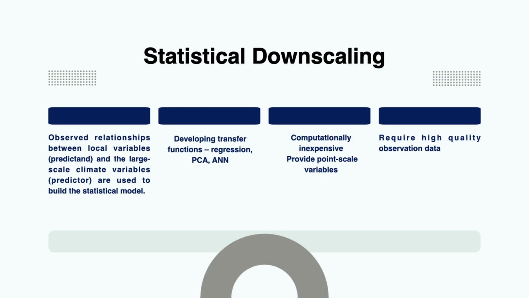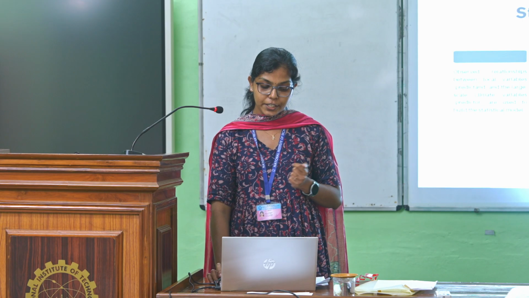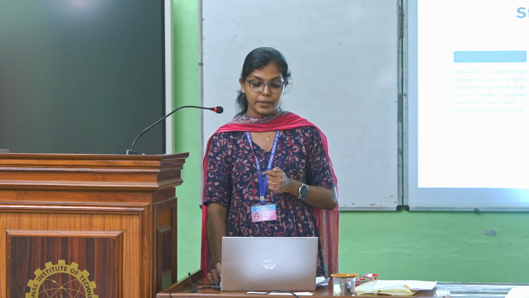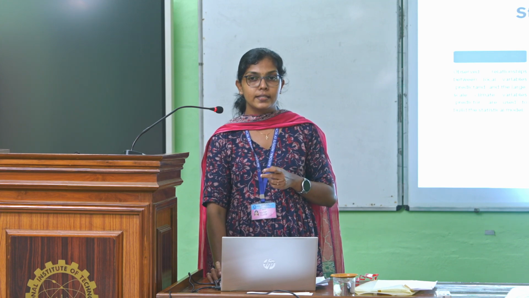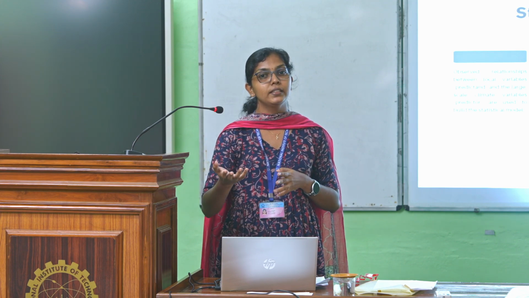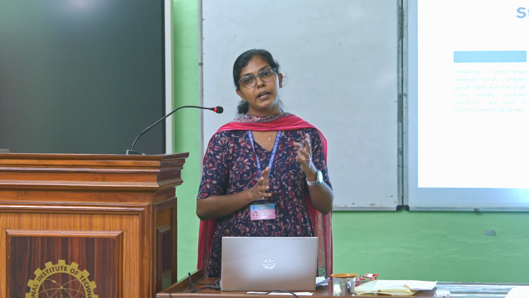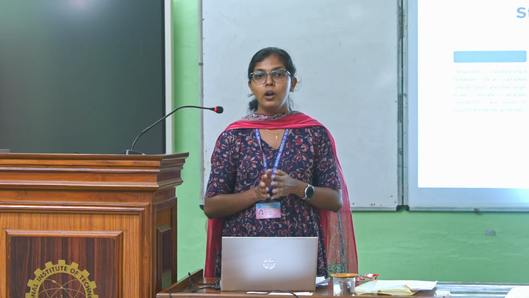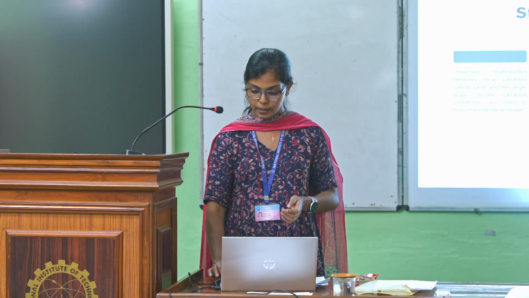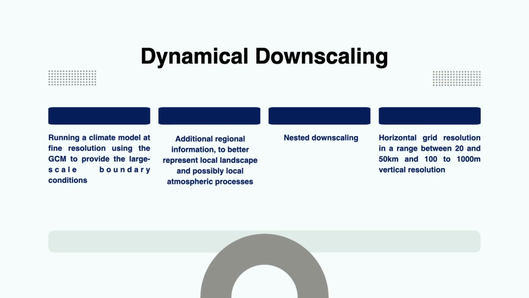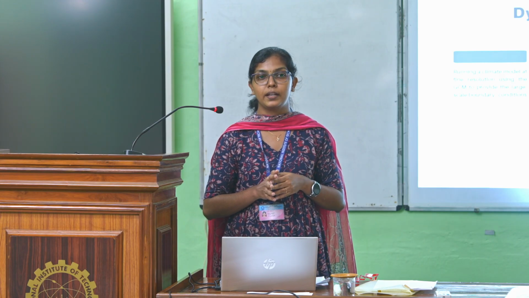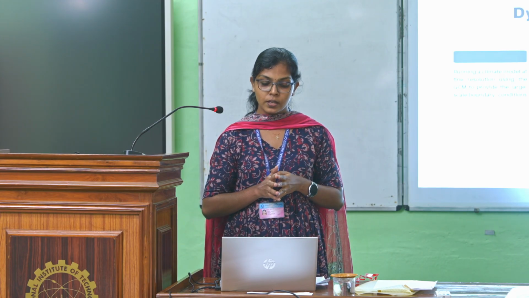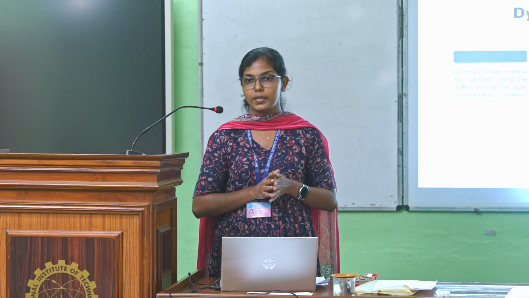So in statistical downscaling, the observed relation between local variables and large scale climate variables is developed, and it is used to build the statistical model. It's comparatively easy to implement compared to the dynamical downscaling method, but the requirement is that we need high quality data. Only then will we get good output. And dynamical downscaling is running a climate model at fine resolution using the GCM to provide large scale boundary conditions. But it is computationally very complex. So usually we go with the statistical downscaling method.